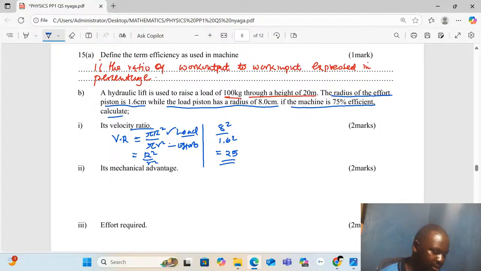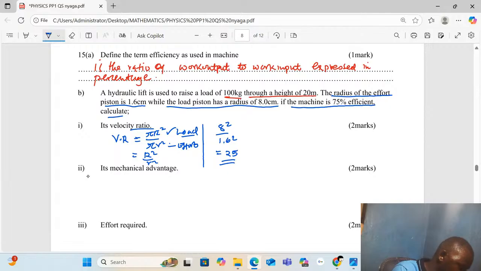It asks about the mechanical advantage. This one is given by the load over effort. But since we have the load only, we don't have the effort, then you can use the equation of efficiency, which is equal to mechanical advantage over velocity ratio times 100%. From that we can get the mechanical advantage.